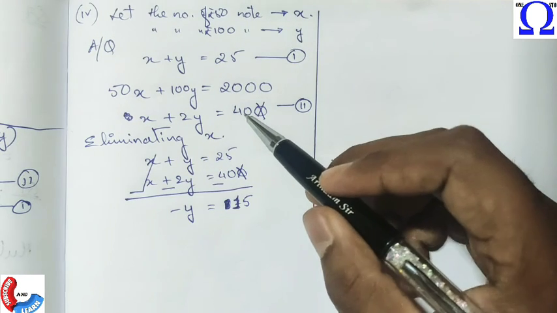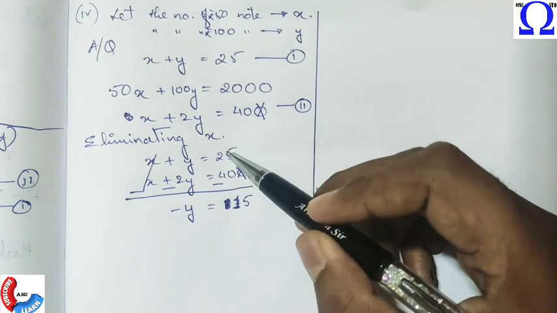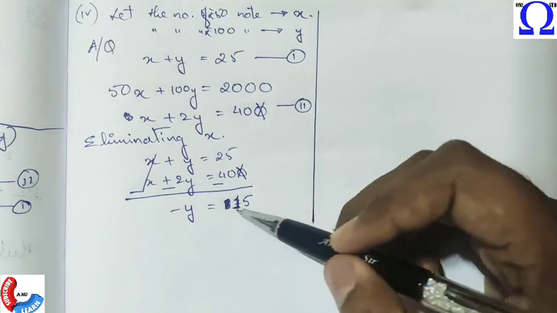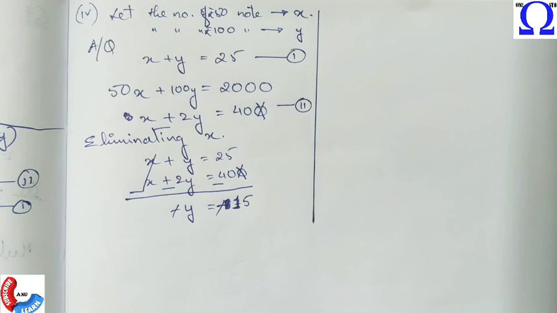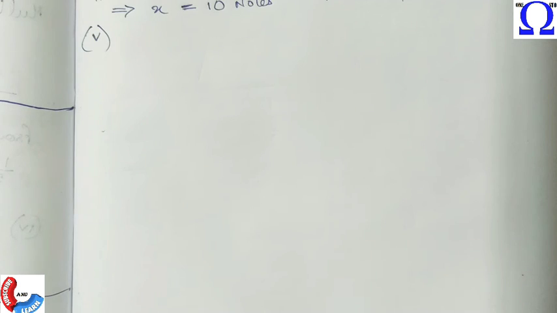So y, this was 40. Okay, this is 40. So 40 minus 25 is 15, and the minus will be cancelled out on both sides. Therefore, y is equal to 15. And from 1 we can find the value of x, that is 10 notes. Students, please keep in mind that I am skipping the statement parts here, so you have to write the statement that the number of 50 rupee notes is 10 and the number of 100 rupee notes is 15. Now moving on to the next question, question number 2, fifth part.